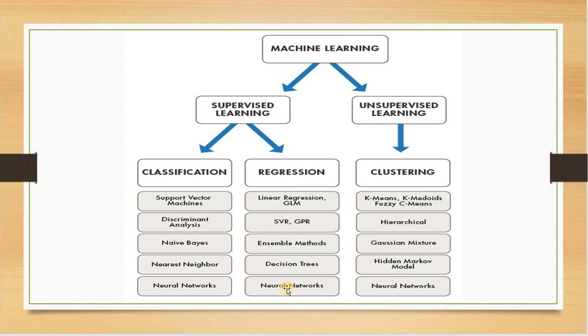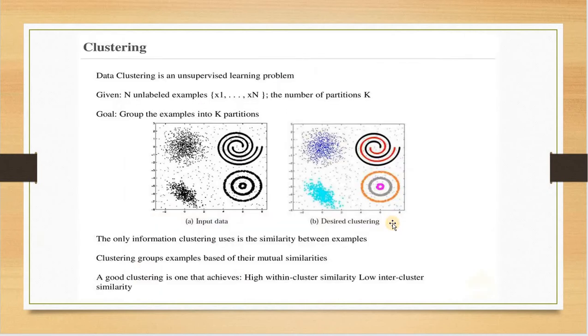Now here is the chart giving the classification of machine learning into two types. Machine learning is divided into supervised learning and unsupervised learning. Then supervised learning is classified into two types, that is classification and regression, and unsupervised learning is classified into one type, that is clustering. These are the algorithms based on classification, regression, and clustering. In this session, I'm going to explain the two algorithms based on clustering, that is k-means clustering and hierarchical clustering. So firstly, we will understand what is meant by clustering.